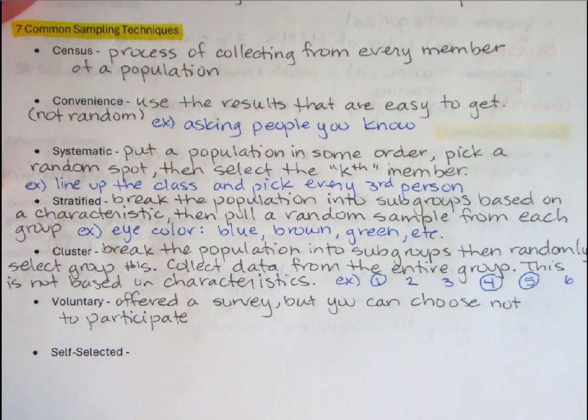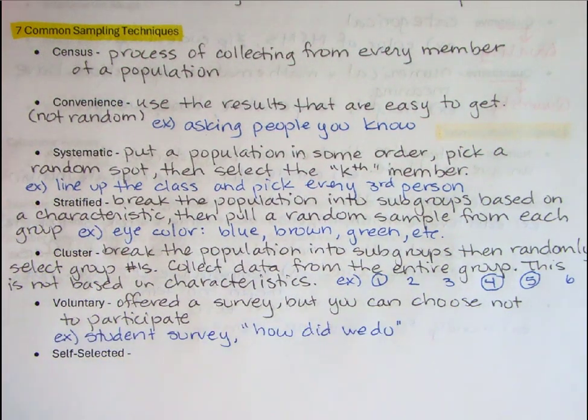You see these all the time. A voluntary sampling technique is where you are offered a survey, but you can choose whether or not to participate. For example, when faculty members at the college are being evaluated, you are asked to do a student survey. You can choose to do that survey or not. It's completely up to you. It's completely voluntary. Or sometimes you get sent emails or how did we do when you are seeing a doctor.